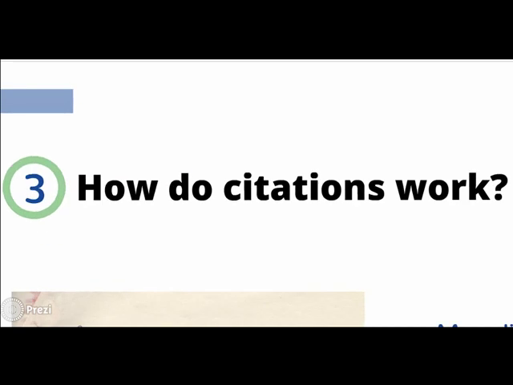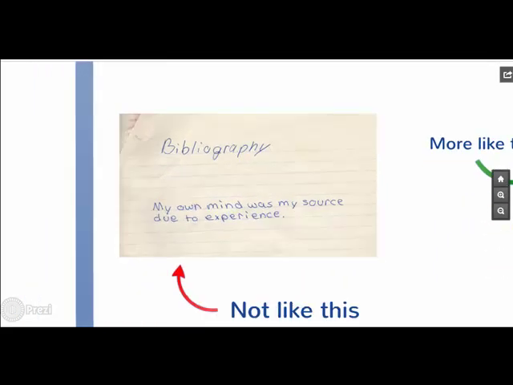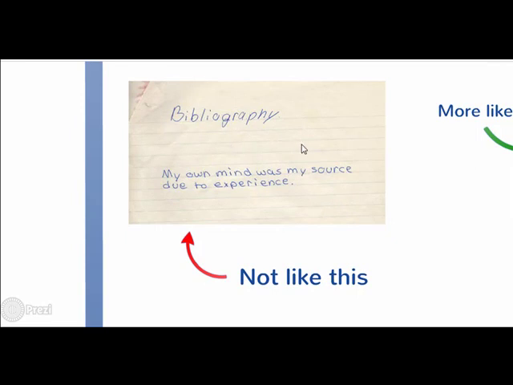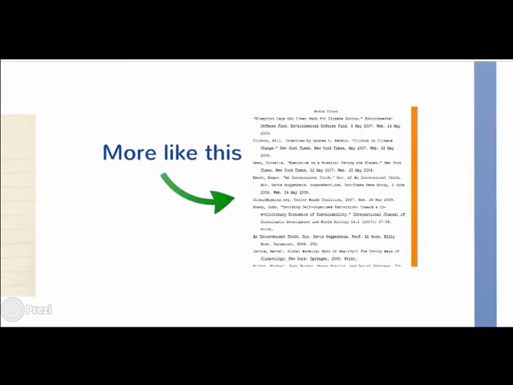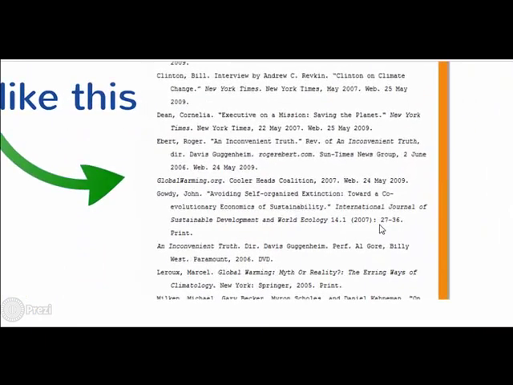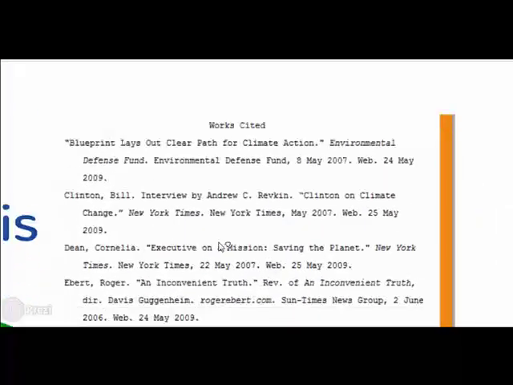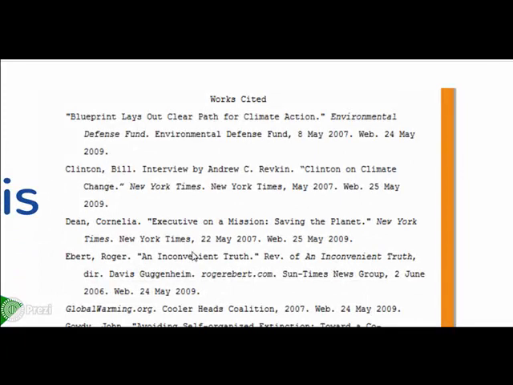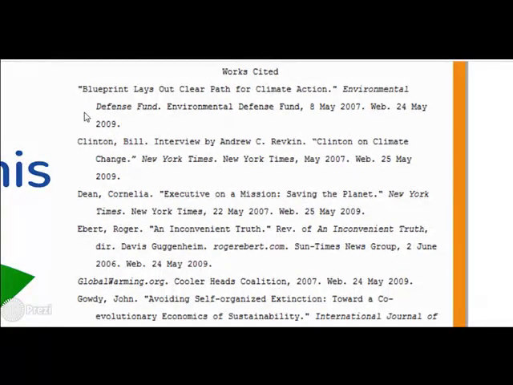So now that we've talked for a bit about why citations are important, let's get into the mechanics of how they work and what they're going to look like on the page. Here's a hint. It's not going to look like this. As we mentioned before, there are a very specific set of rules that go into making a bibliography. And if you want to know what the finished product is going to look like, it's going to be a little bit like this. You're going to start off with works cited here at the top. Everything is going to be ordered alphabetically, as you can see.